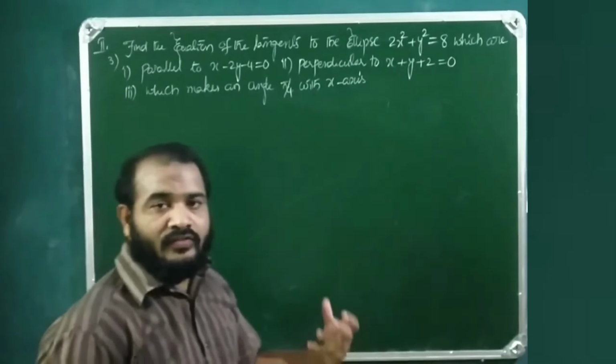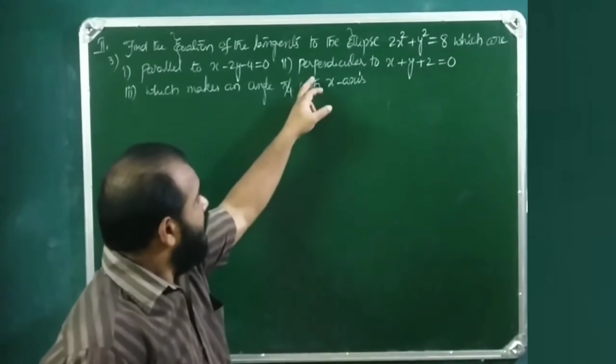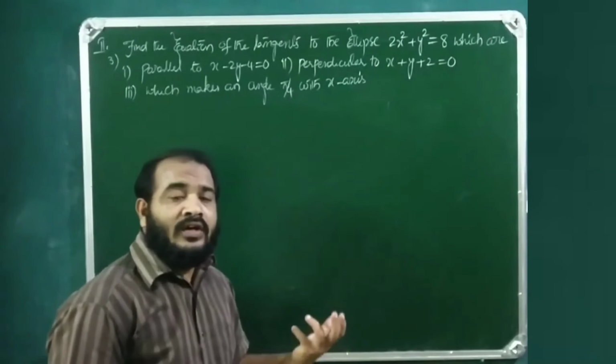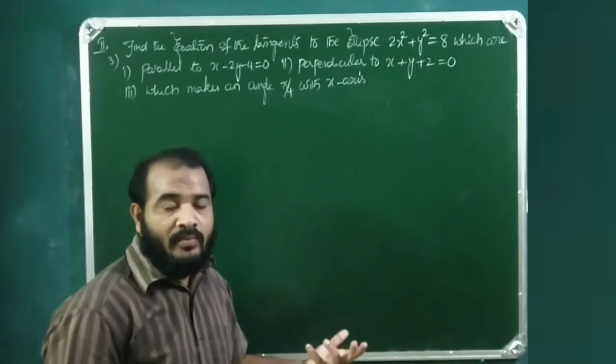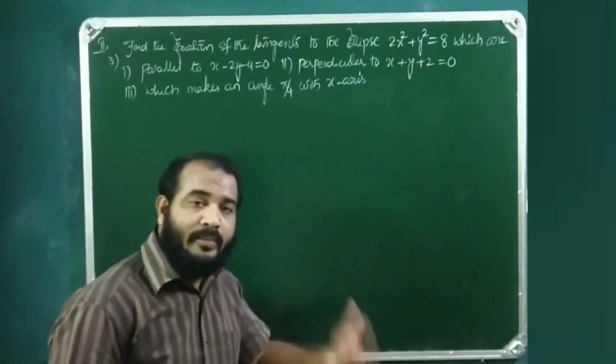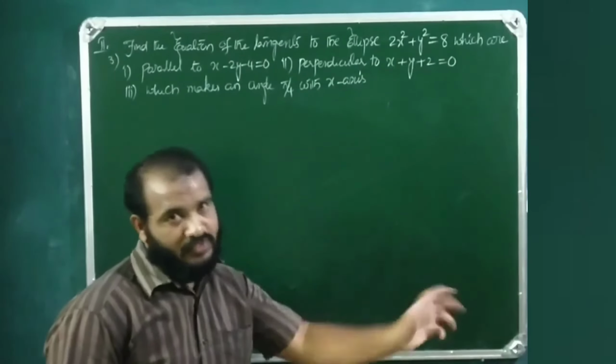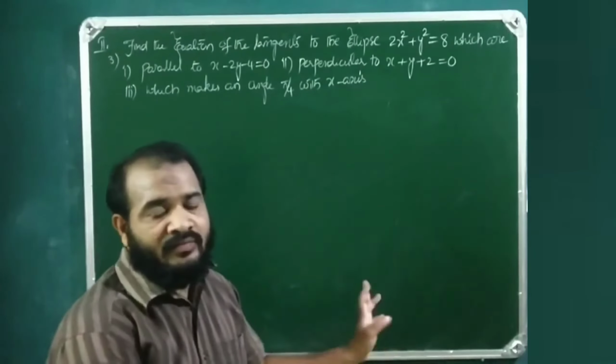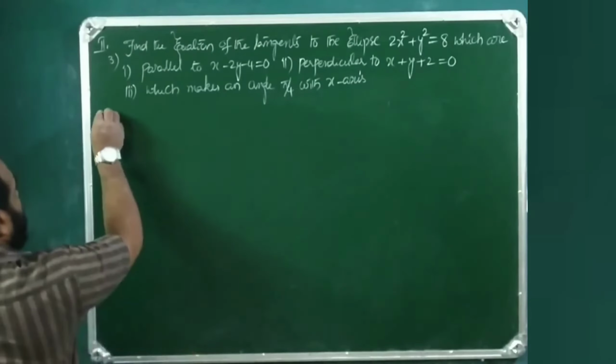So if slope we are getting, then what is the equation of the tangent in the slope form? Slope form of the tangent: y equals mx plus or minus square root of a square m square plus b square. So with that we can easily find it.